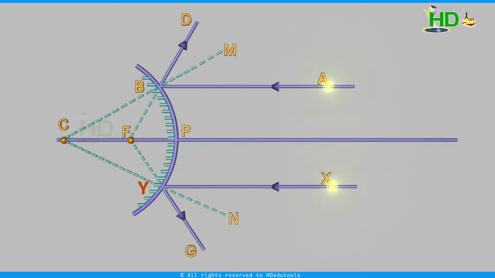That means incident rays close to and parallel to the principal axis, after reflection, appear to diverge from a fixed point on the principal axis in the case of a convex mirror, and this fixed point is known as the principal focus. Simply, the principal focus is a point on the principal axis where the rays from infinity after reflection will meet.